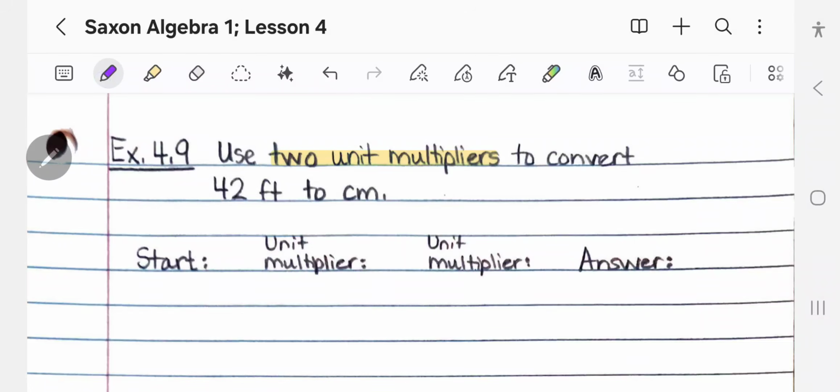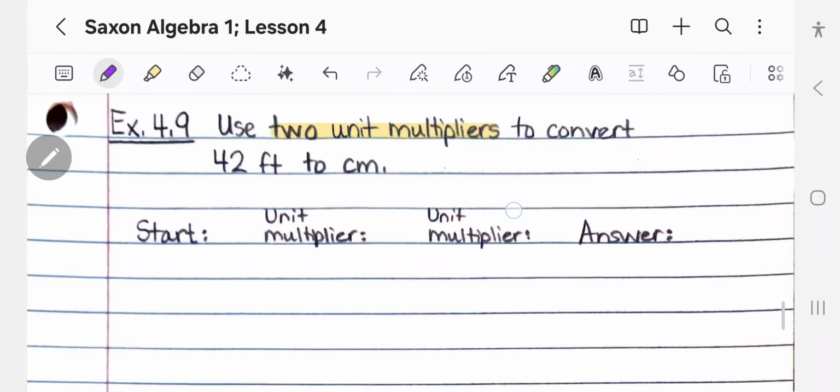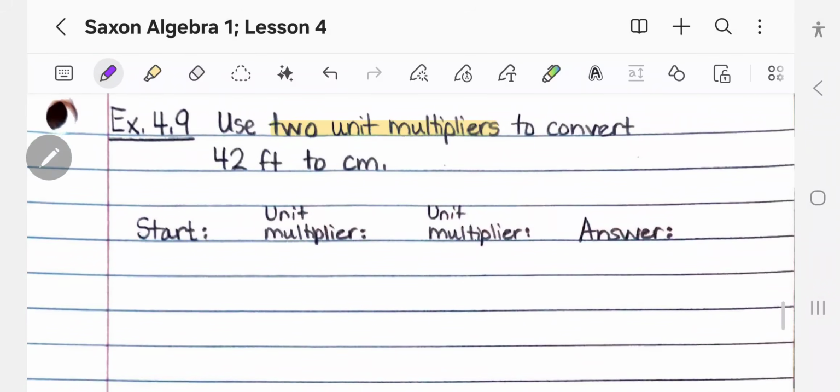Okay, example 4-9, use 2 unit multipliers. There we go. We're starting to get to the harder ones. We're going to go from 42 feet to centimeters. So we're going to start with 42 feet. We're going to have a unit multiplier here, and then another unit multiplier here, and then we're going to have an answer.